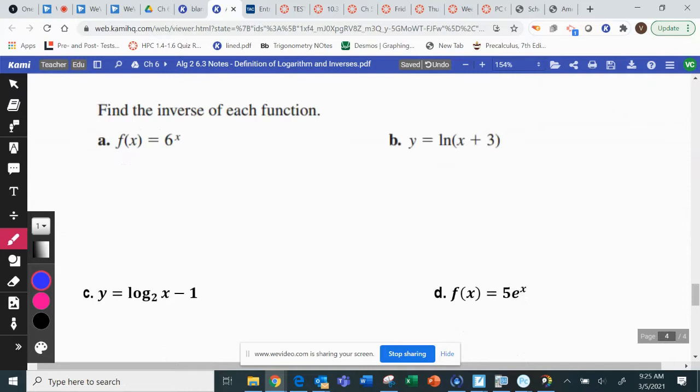Okay, find the inverse of each function. So going over the steps for finding the inverse, we just did this a few sections ago in section 5-6. The last section of chapter 5 was finding inverses. So step 1, switch x and y. Step 2, solve for y. And then we might need function notation.